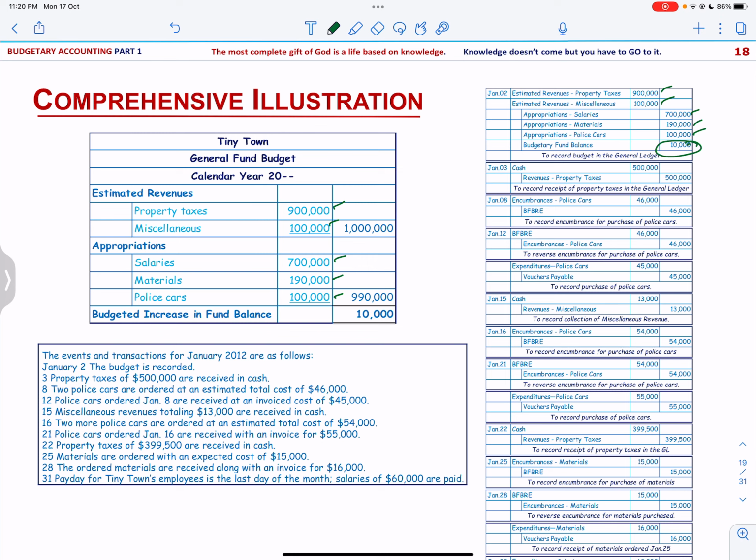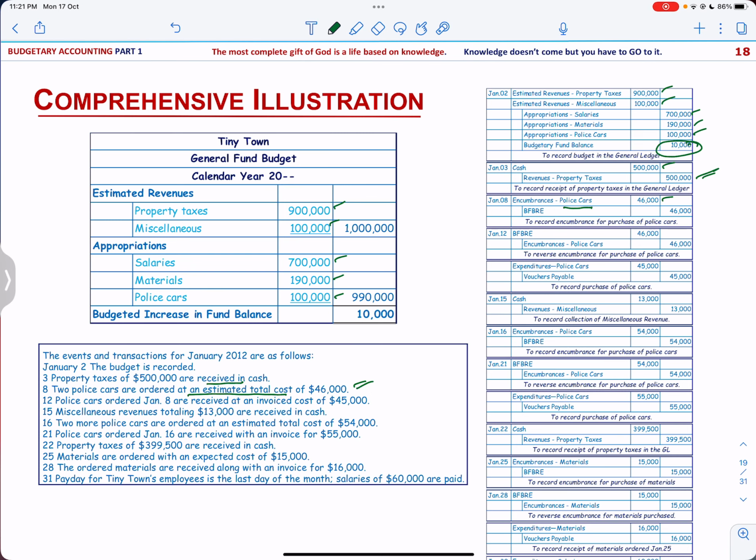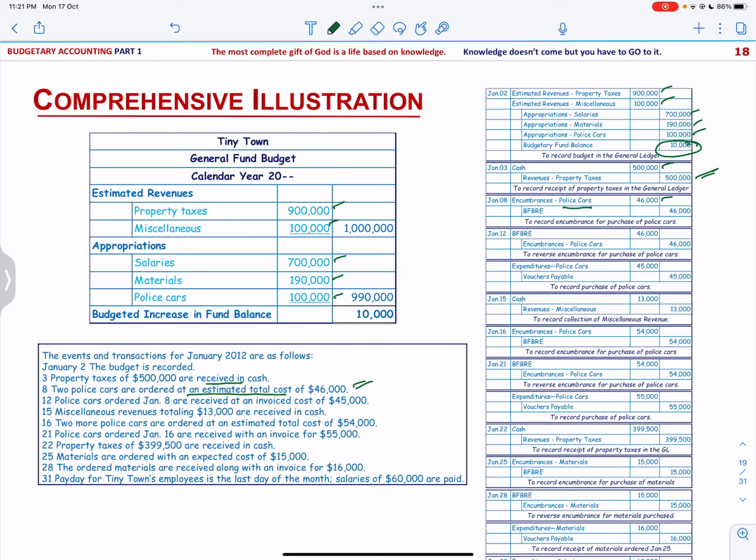The property taxes of 500,000 are received in cash, and when we receive cash, cash is debit, and revenue property taxes is credit by 500,000. Then we place an order at an estimated total amount of 46,000. Now when you are placing an order, first of all there will be an encumbrance. So you can see we have encumbrance police cars is debit for 46,000, and then budgetary fund balance reserve for encumbrance is credit by 46,000.